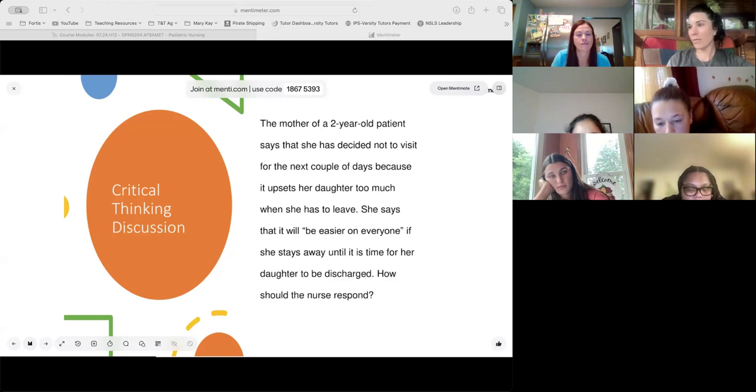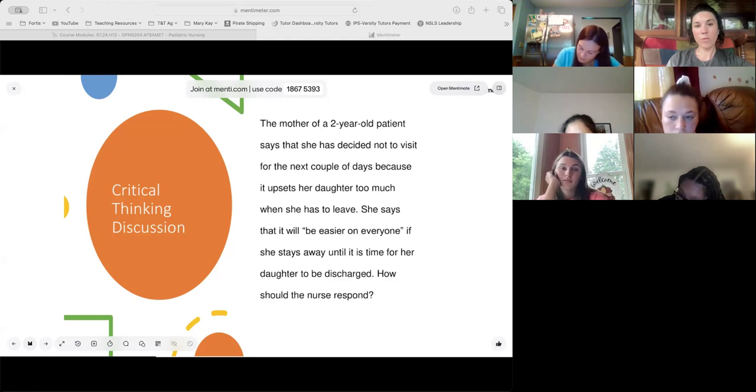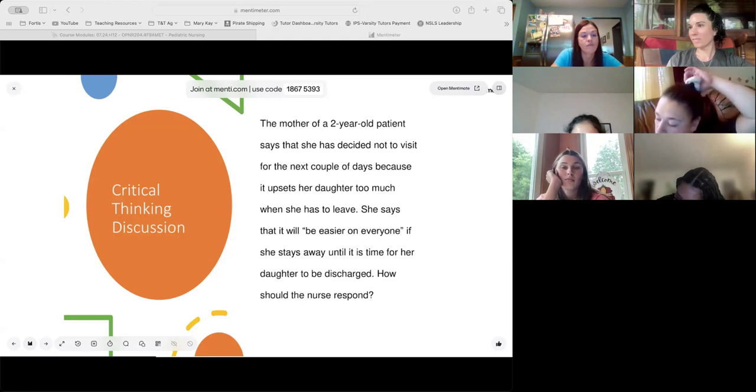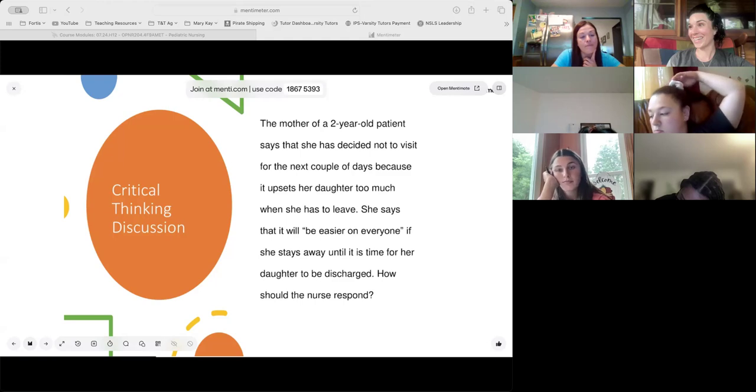Do we want her to stay away until discharge? No, we don't want her to stay away. We can tell her that it's normal for her to be upset. Yeah, what's this child going to feel like if her mom stays away this whole time? Abandoned. Absolutely, this child is going to feel abandoned.